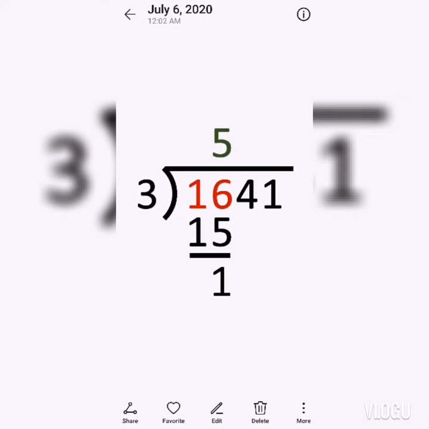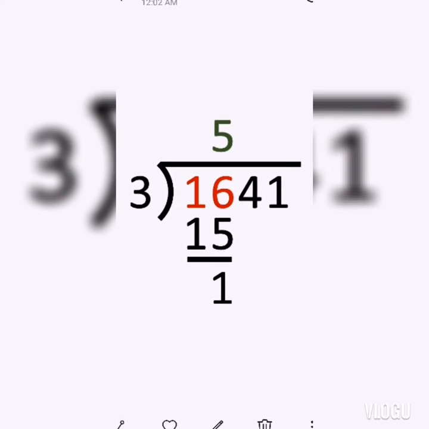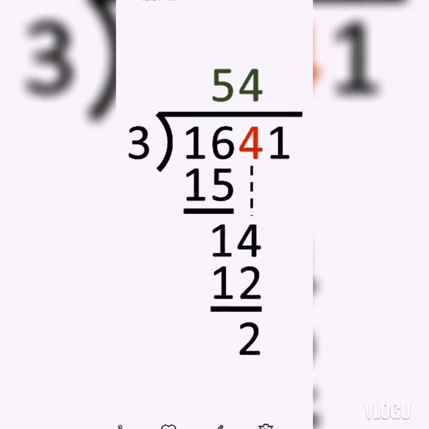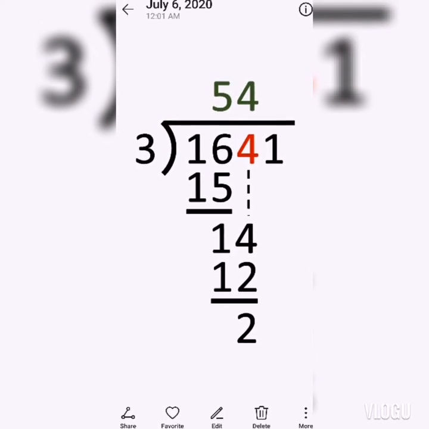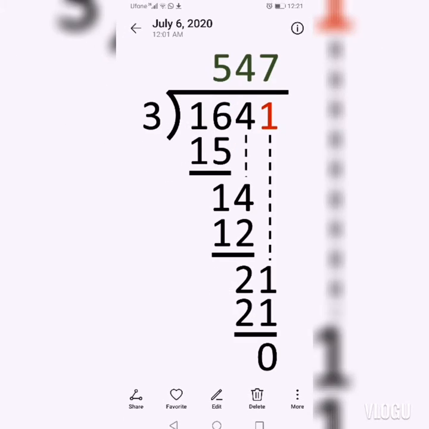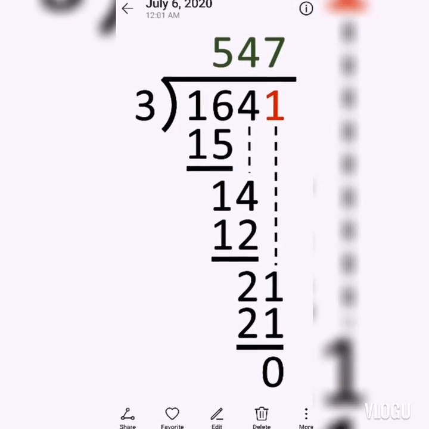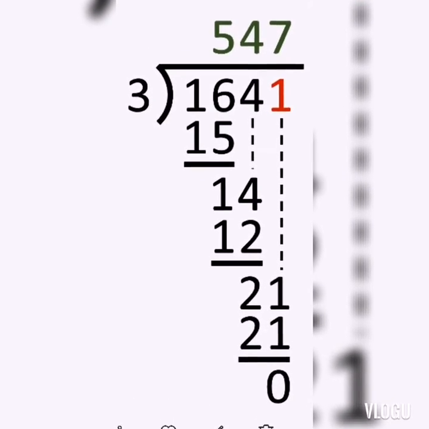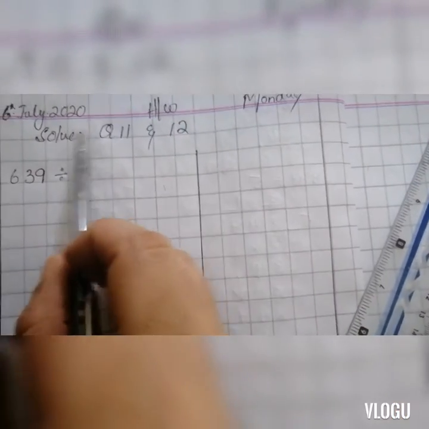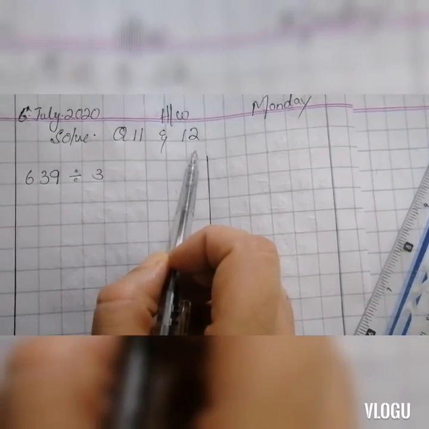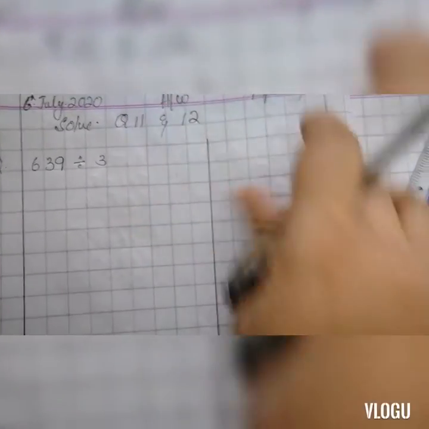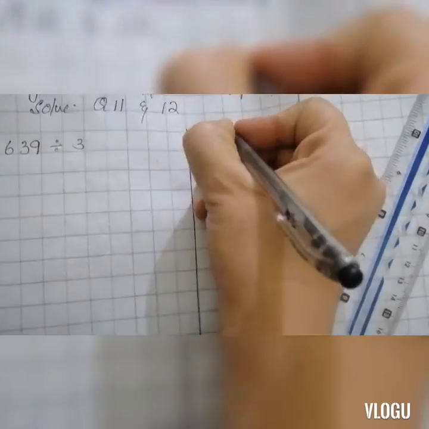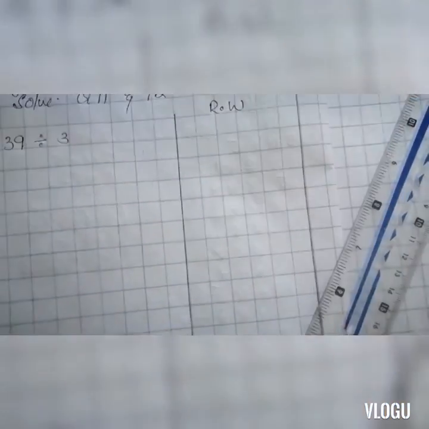There are 4 digits in a dividend, but you see first we have to divide the thousands and hundreds, then tens, and then ones. So in division we have to start from the highest to the lowest. Students, today's task is question number 11 and 12, and you have to do it in a notebook. Make margin lines and a separate column for rough work, right?